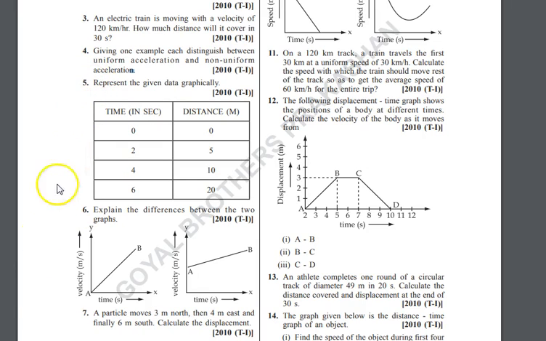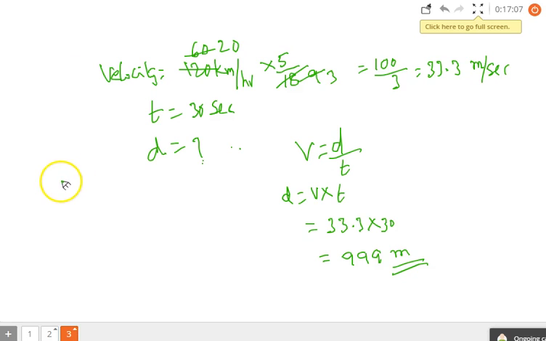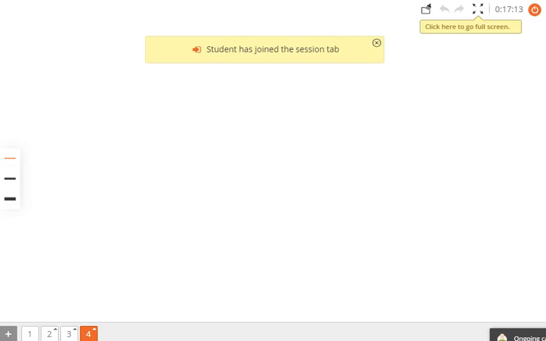Fifth, just 1 minute. Now there is a graph. Represent the given data graphically. Time and distance they give. How to draw graphically? You have to take a graph sheet. Just a minute, I'll take the graph now.